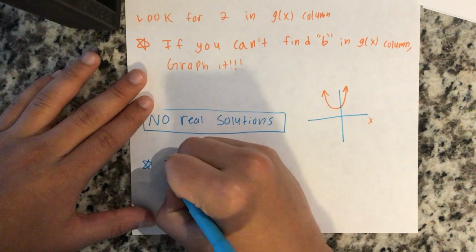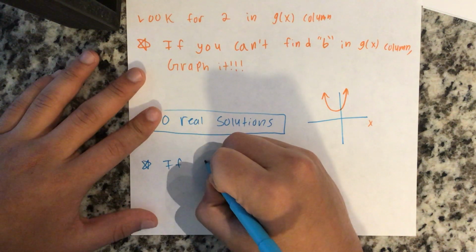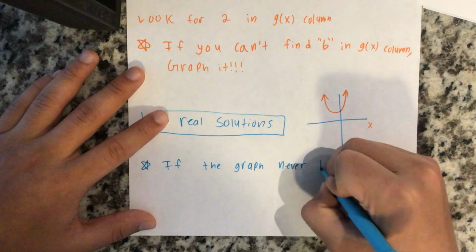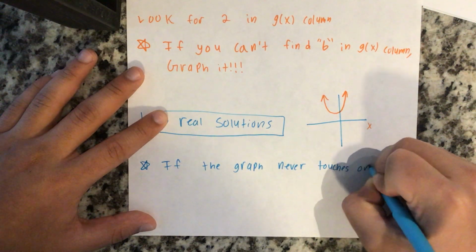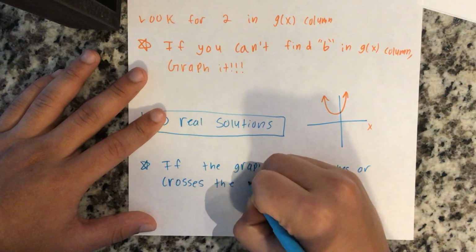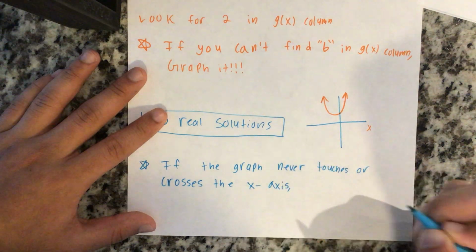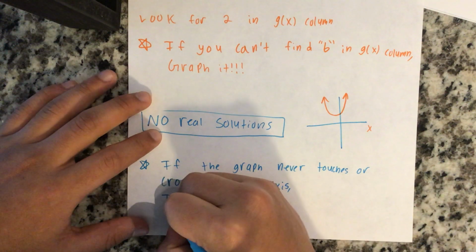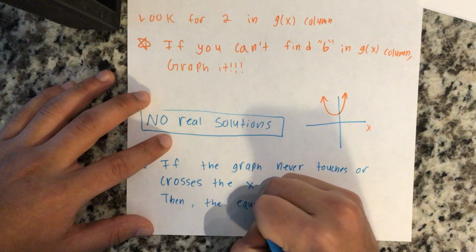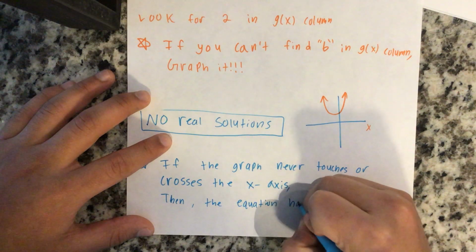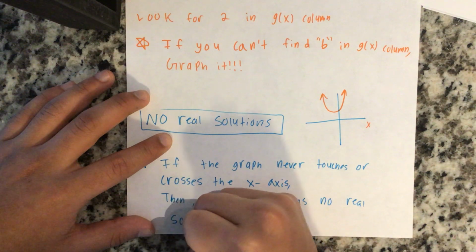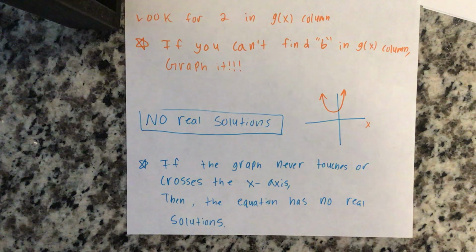So if the graph never touches or crosses the x-axis, then the equation has no real solutions, okay? Remember, I told you there were 3 different options that could happen.